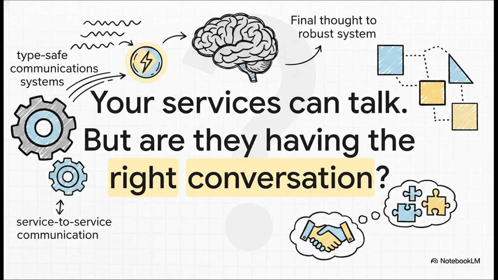So, we've seen how gRPC and its whole contract-first philosophy can totally clean up our service communication, make it type-safe across different languages, and even inform how we build more resilient, asynchronous systems. You have the tools now. But I'm going to leave you with one final thought to chew on. Your services can now talk to each other flawlessly. But are they having the right conversation? Are your service boundaries and your contracts actually designed to build a truly robust system? That, my friends, is the next level.